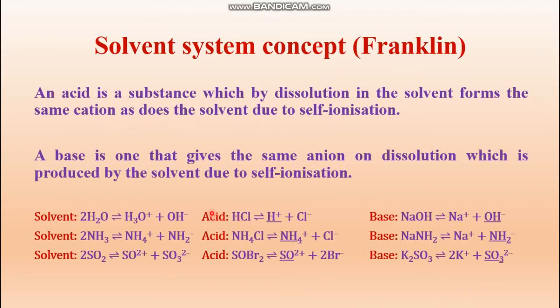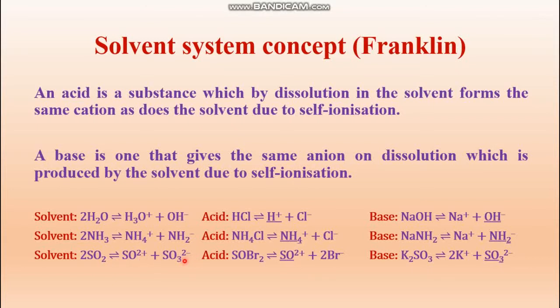We'll go through the examples below. Before that, a base is one that gives the same anion on dissolution which is produced by the solvent due to self-ionization. So what I have said here, suppose this is the aqueous medium. On self-ionization of water, it is producing H3O+ hydroxonium ion and hydroxide ion. Ammonia on self-ionization produces ammonium ion and amide ion. On the other hand, sulfur dioxide on self-ionization produces sulfonium ion and sulfite ion.